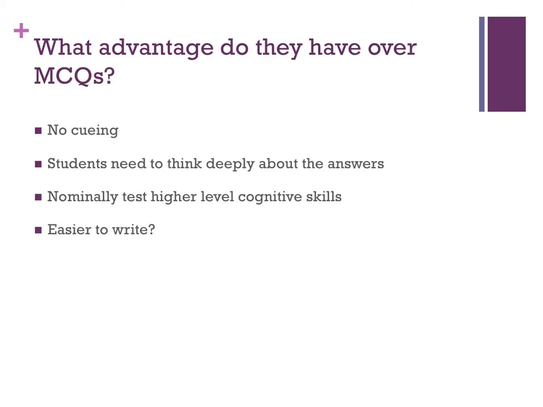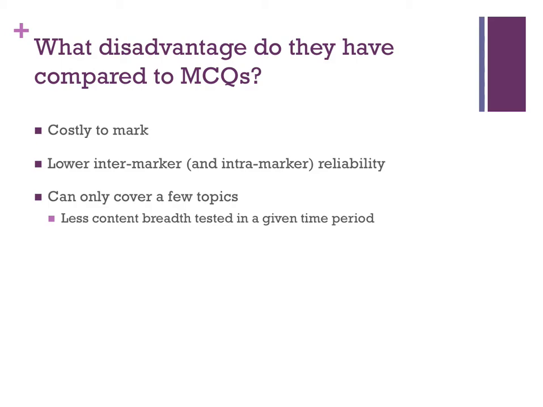What advantage do constructed responses have over things like multiple choice questions? A number. So one, they have no cueing. Students often need to think deeply about the answers, so they're much easier to test higher level cognitive skills than selected response questions. They are easier to write, but they have a disadvantage, which is that they are very costly to mark. So multiple choice questions, matching questions, all of those selected response type questions can be marked automatically. And this means, of course, that the cost for setting these sorts of exams can be really quite minimal once the questions have been written.